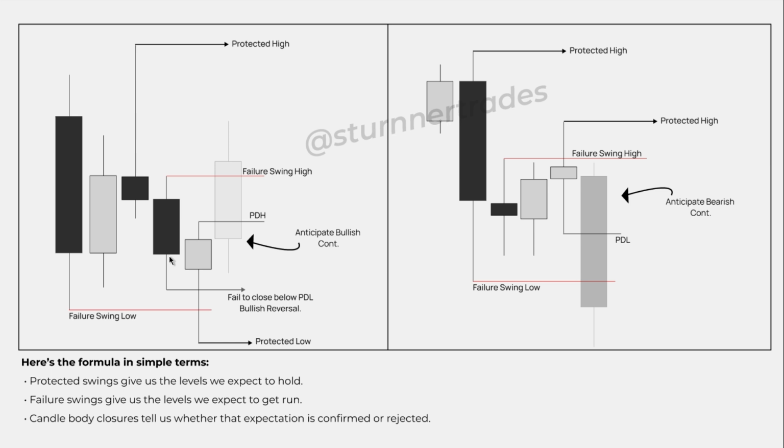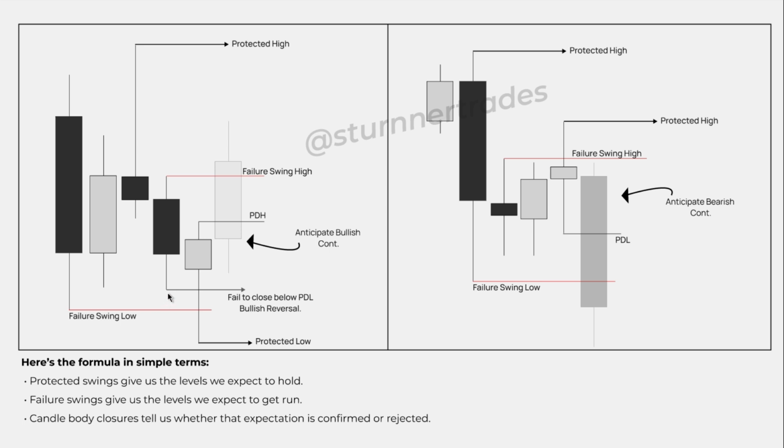Looking left, you can see multiple failure swing lows, each prior candle left its low intact and pushes higher, that creates equal lows, which is weak liquidity the market is likely to target. So with a protected high in place, the expectation is for price to run those failure swing lows.